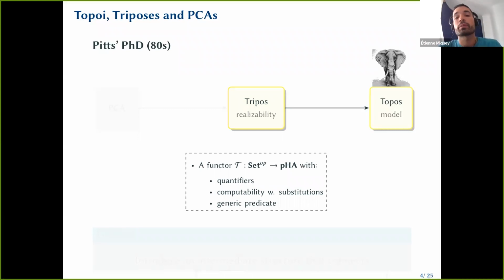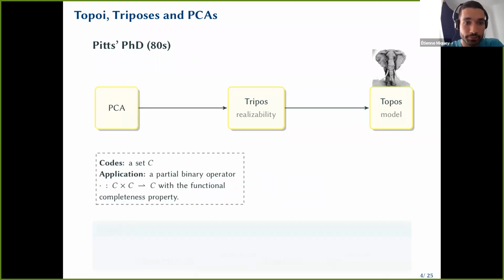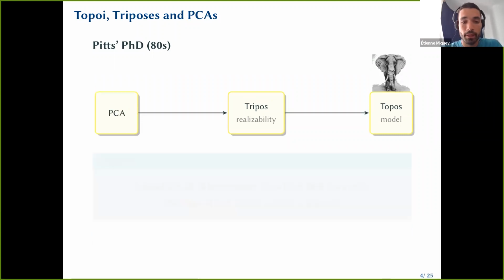And then from the tripos, there is a uniform construction called the tripos-to-topos construction, which allows us to get back to toposes or topoi. And usually the computational system is defined as a PCA or the lambda calculus, which you can see as a set of codes with a partial application and some completeness property to get at least the pure lambda calculus.